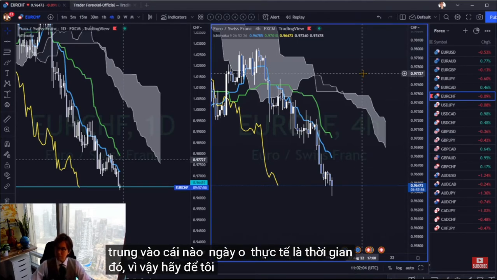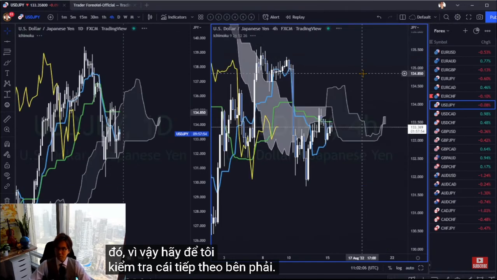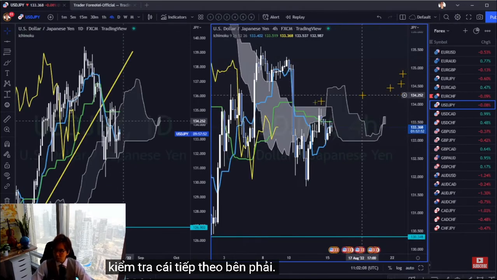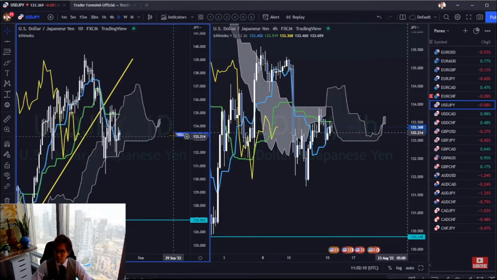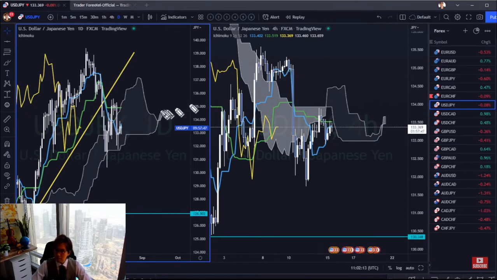So let me check the next one, right? USDJPY. For the USDJPY, what do you see on these two time frames? Kumo is up on the daily time frame, but the Kumo is too small, right?